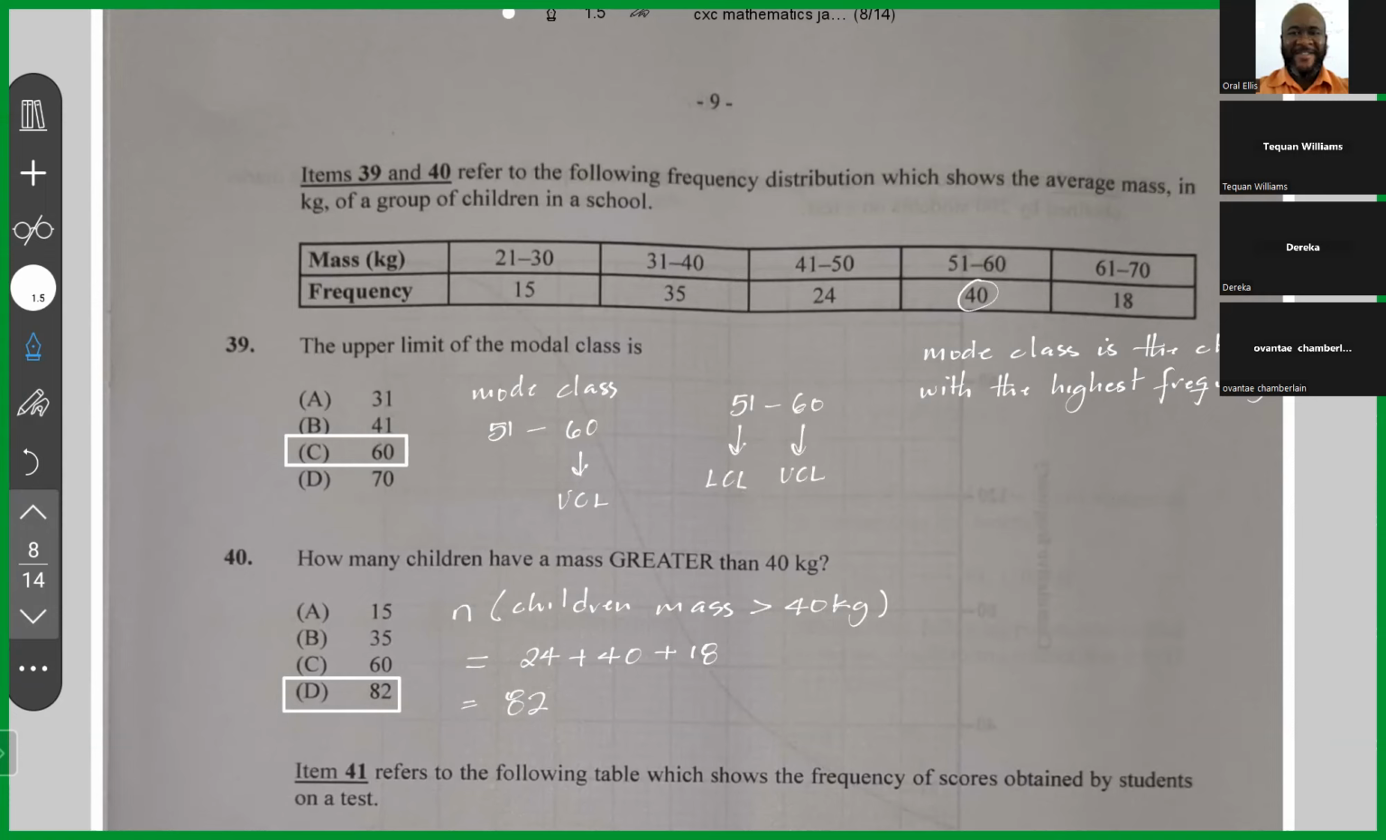Next, we're asked, how many children have a mass greater than 40? Well, greater than 40 starts here, 41 to 50. So every child after that point has a mass that is greater than 40. So in total, there are 82 children who have a mass that is greater than 40.